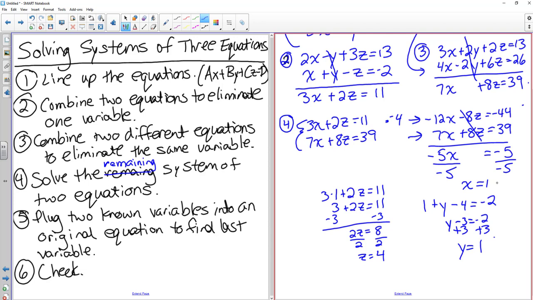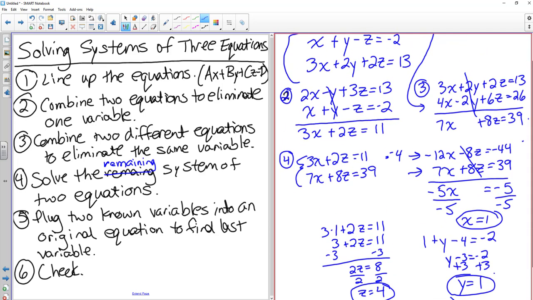So I've got my 3 answers. And we can write this kind of like a point where we have x, y, and then the last, we add a comma, and then put the value of z. So 4 in this case. So 1, 1, 4, which means x is 1, y is 1, z is 4. And this should work in all 3 equations.